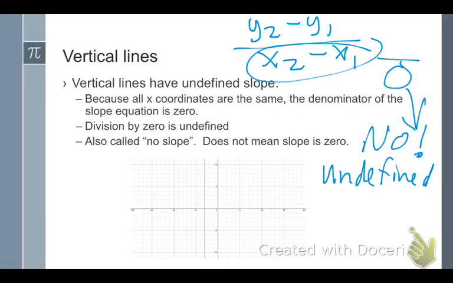You can't walk on a vertical line, so it's also said to be no slope. You've probably heard that in some places, maybe in high school. So for a vertical line, you're dividing by 0. You can't divide by 0. If you try it in your calculator, it tells you you've made an error. So that is undefined.